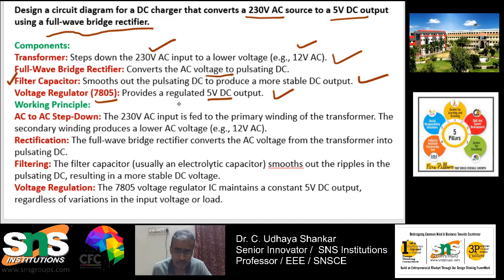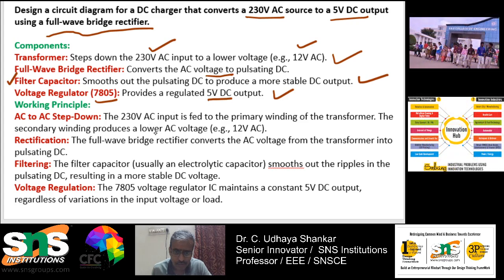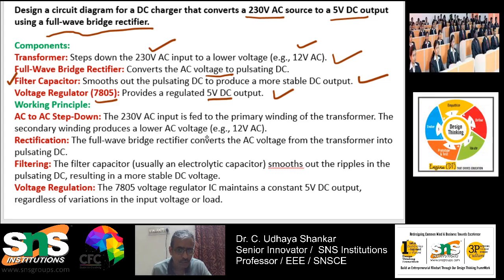One is the transformer, the other one is the bridge rectifier, next one is the filter capacitor, and then the voltage regulator. So, how does it work? The 230 volt AC is fed to the primary winding of the transformer, and the secondary winding produces the lower output voltage of 12 volts. And then we rectify using the full wave rectifier, which is going to convert the AC voltage from the transformer to a pulsating DC.